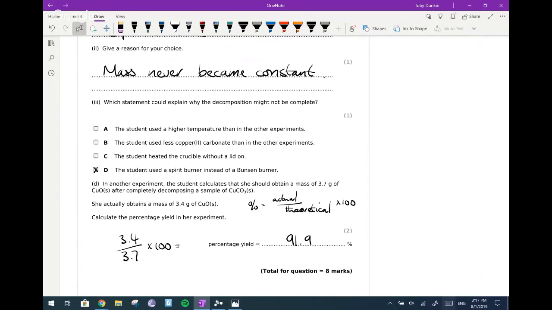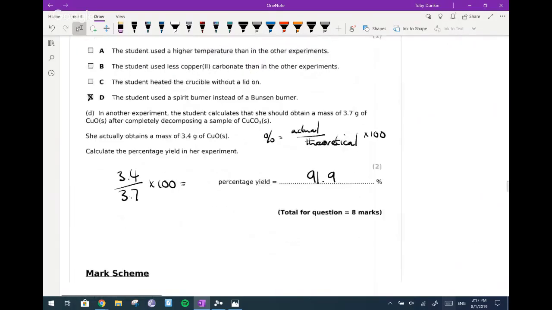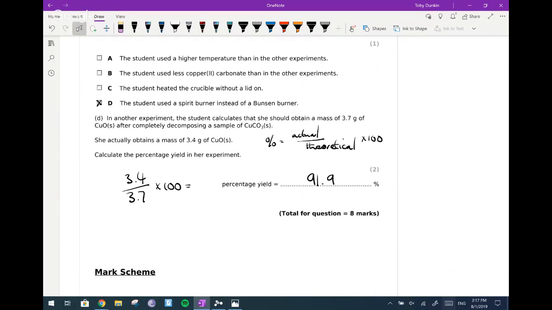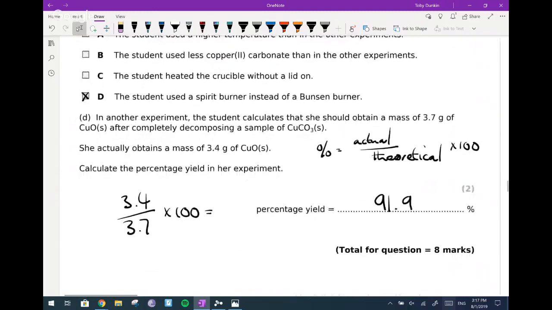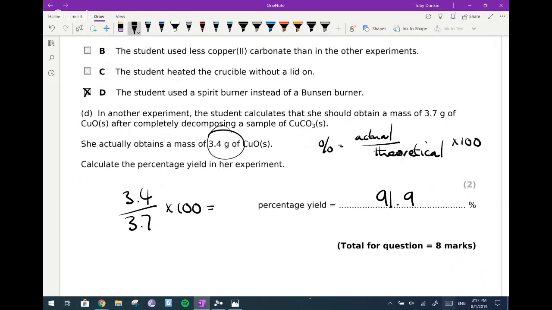The student used a spirit burner. Spirit burners don't get up to high temperatures. So, that's the answer, and guys, we're done. It's very straightforward. Extraction of data for this one. We actually got this. We expected that.